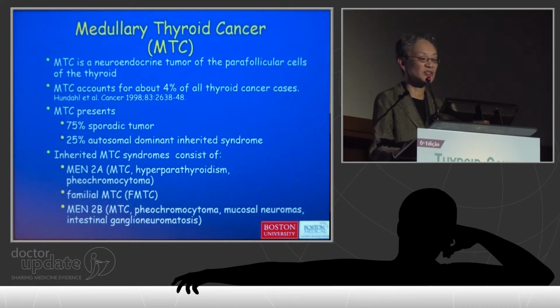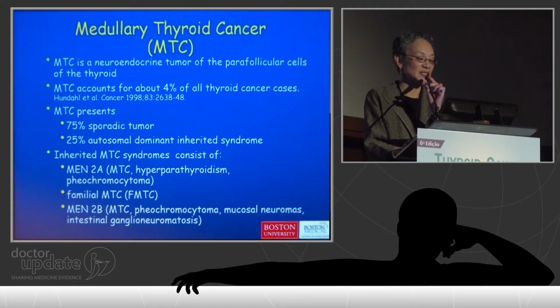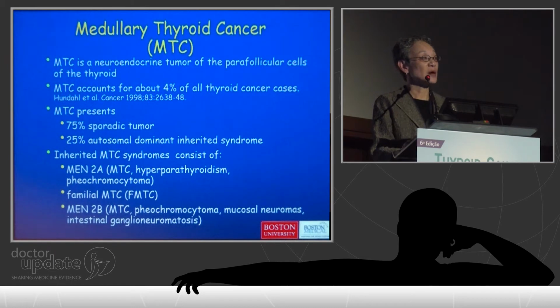So I don't have to tell this audience, but just to make sure we're all on the same page, medullary thyroid carcinoma is a neuroendocrine tumor. It's not from the same lineage as the differentiated thyroid follicular cells. It is in the parafollicular cells, and it accounts for about 4% of all thyroid cancer cases. About 75% of the time, it presents as a sporadic case.